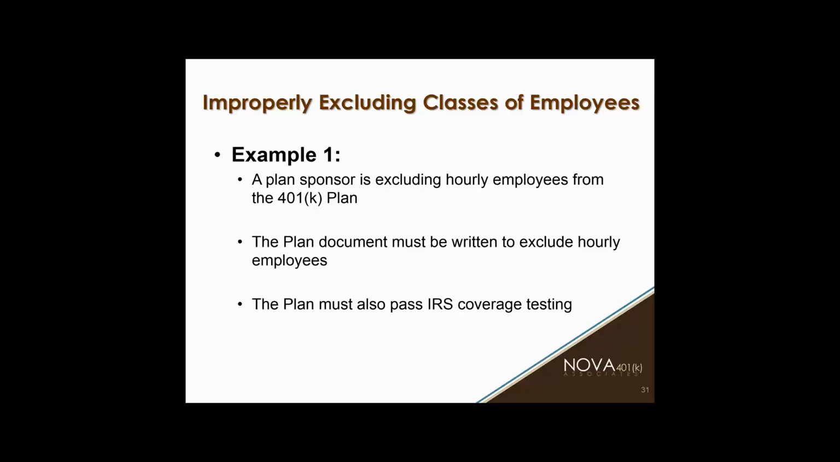So it's not like you can exclude everyone. Typically you can exclude about 30% of your non-highly compensated employees as a maximum. So if the hourlies were 50% of your population, you're not going to be able to exclude them all, no matter what your document says. But certainly if you're in practice excluding anyone and it's not in your document, there's a problem.